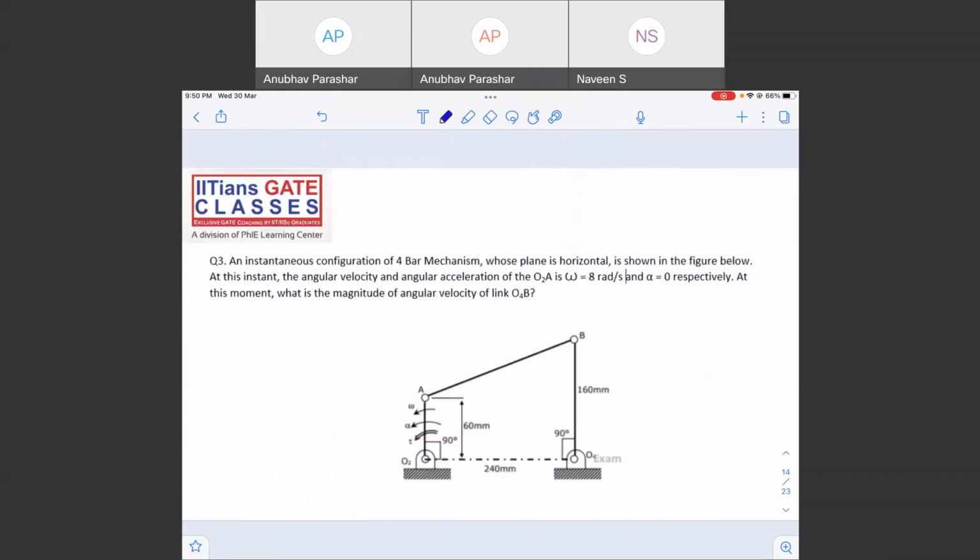So let us do the same problem that we have done earlier with the instantaneous center method, with the relative velocity method this time. Okay? Ready to go?